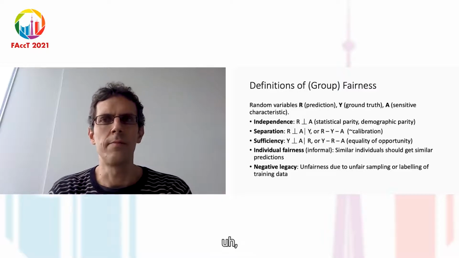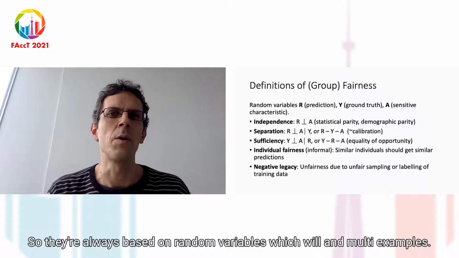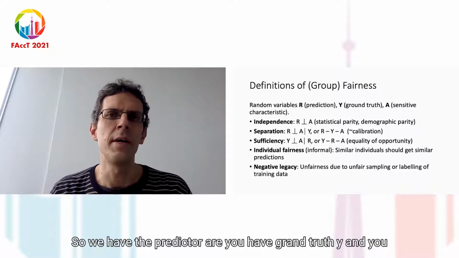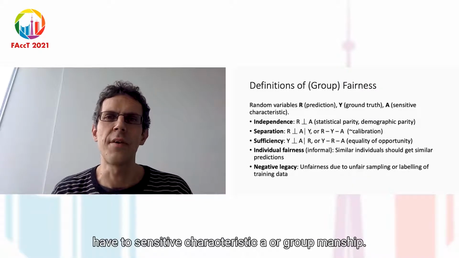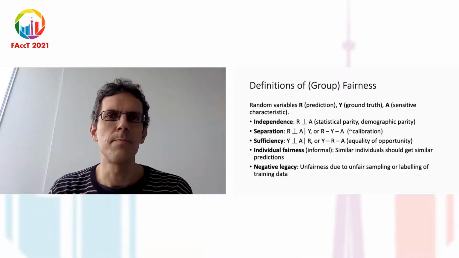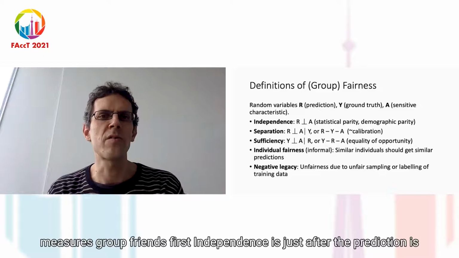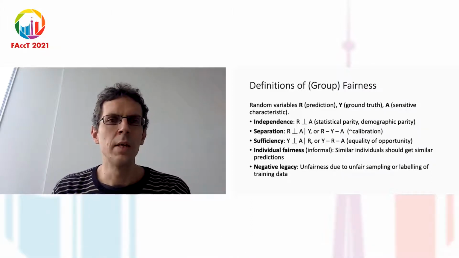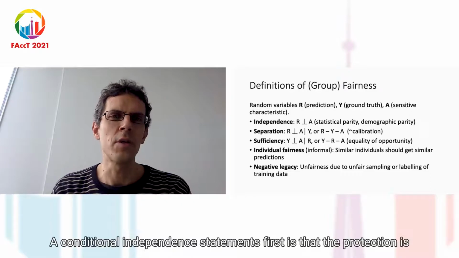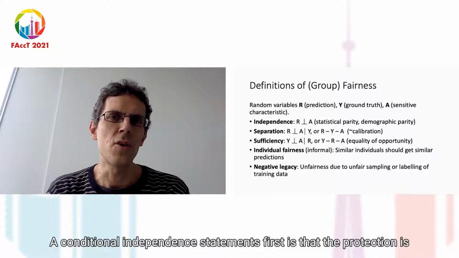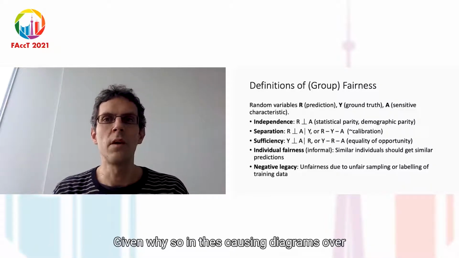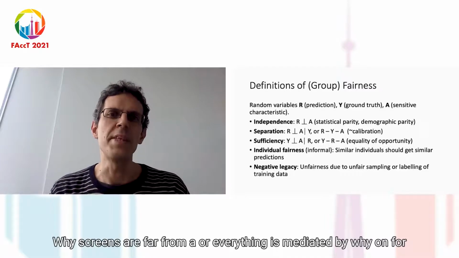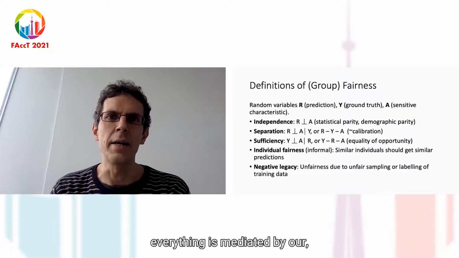Okay, here are the definitions of group fairness that I will be using. They're always based on random variables, which, in all the examples, will be binary. So we have the predictor R, the ground truth Y, and the sensitive characteristic A, or group membership A. First, the three measures of group fairness. Independence is just that the prediction is statistically independent of A. Then we have two that are conditional independence statements. First is that the prediction is independent of A given Y. So in these causal diagrams or Markov chains, Y screens off R from A, or everything is mediated by Y, and for sufficiency, everything is mediated by R.